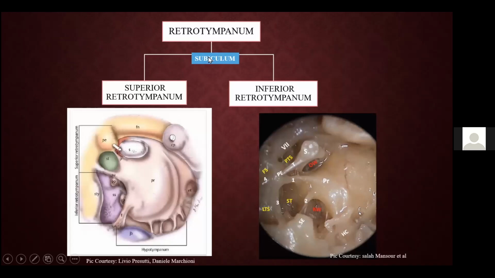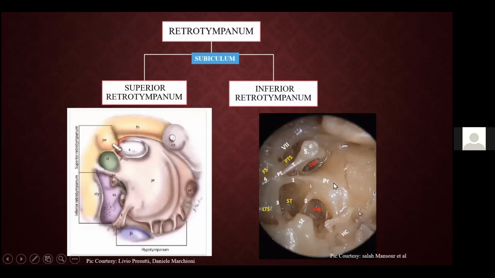So this retrotympanum is divided by a bony bridge into 2 parts, a superior part and an inferior part. In this picture, this is the mesotympanum, and this is the posterior part, the retrotympanum. This is the superior part, which is above the subiculum, the superior retrotympanum, and the part which is below the subiculum is the inferior retrotympanum.